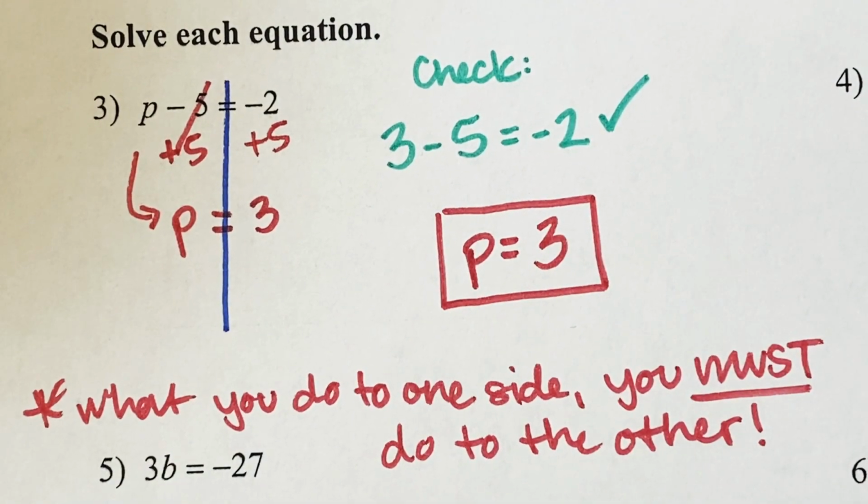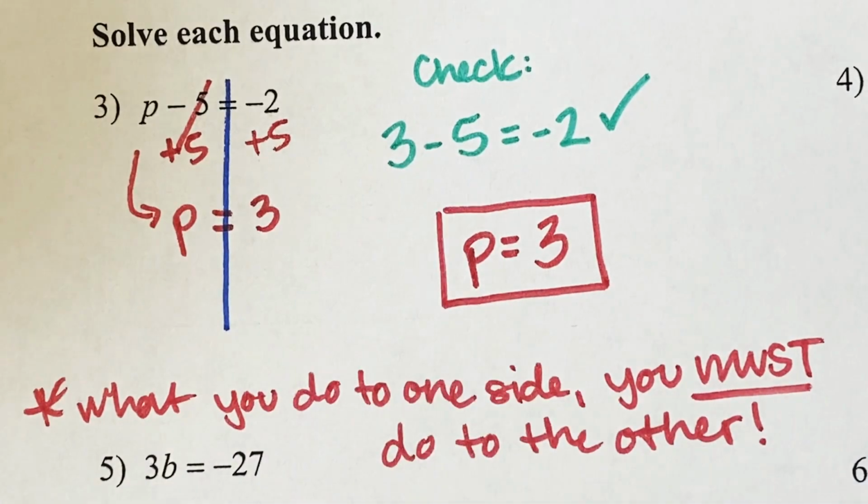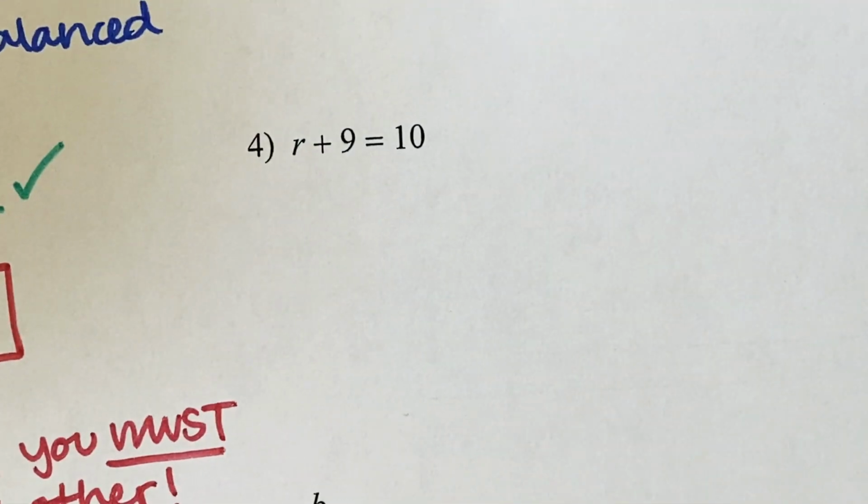Okay, that is our answer. We found that p represented a 3 right there. It was a hidden 3. Okay, let's look at number 4.